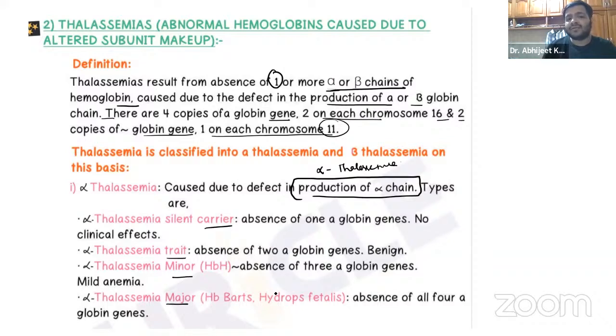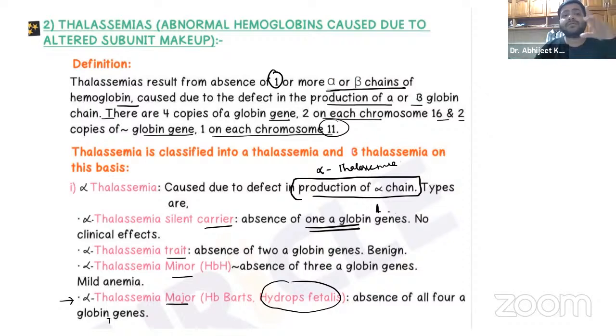Now, alpha thalassemia major is basically hydrops fetalis, the absence of all four alpha globin genes. That is what results in hydrops fetalis. Apart from that, remember a carrier only has absence of one globin gene. There are no clinical effects in the carrier. The carrier will be passing on the genes to successive generations.